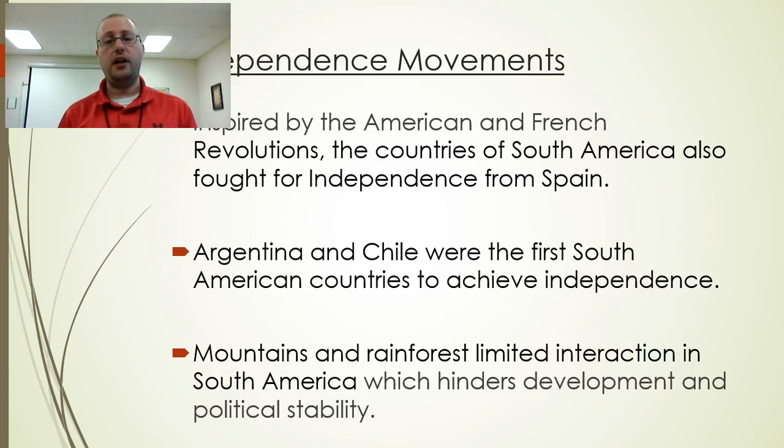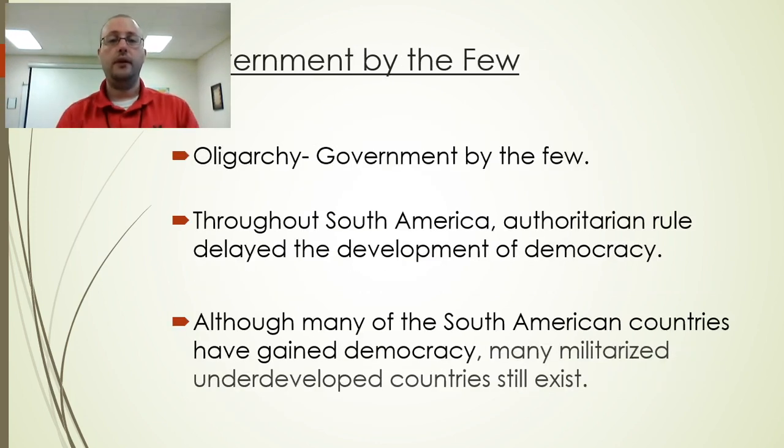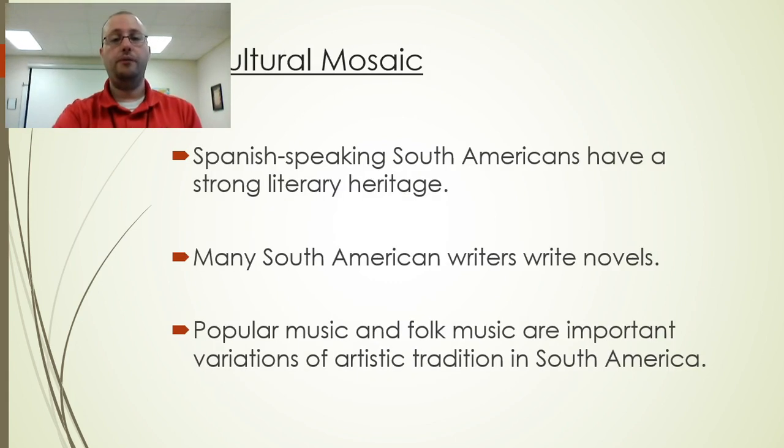They've all got their separate countries. It's a lot like Africa. Africa has a bunch of separate countries that are there. And so it's hard to have political stability and to be in control of a bunch of areas because of the mountains and the rainforests, which limit this. An oligarchy is government by the few, and throughout South America, authoritarian rule delayed the development of democracy. Although many of the South American countries have gained democracy, many militarized, underdeveloped countries still exist. So you have a mix here of an oligarchy, or a government that's led by the few, a government that's authoritarian and controls everything. And then you have the democratic countries as well.